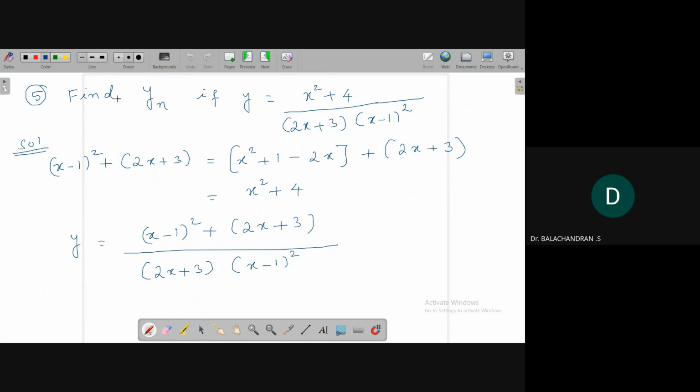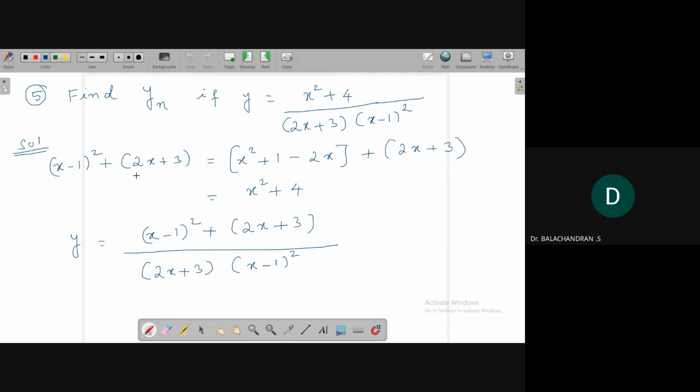Okay. So, problem 5 is: find y_n if y is equal to (x square plus 4) by (2x plus 3) into (x minus 1) whole square. Okay, so we will solve this problem in two different methods. The first method, I'm going to write the numerator in terms of the denominator. That is the idea. So this is slightly difficult.